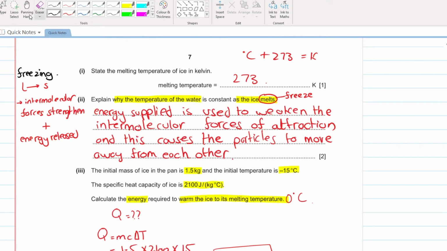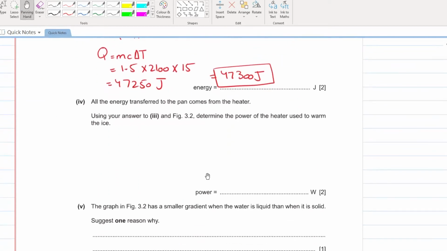Okay, I hope all questions are answered. Let's further move ahead. All the energy transferred to the pan comes from the heater. Perfect. Use your answer in part 3 and figure 3.2 to determine the power of the heater used to warm the ice.